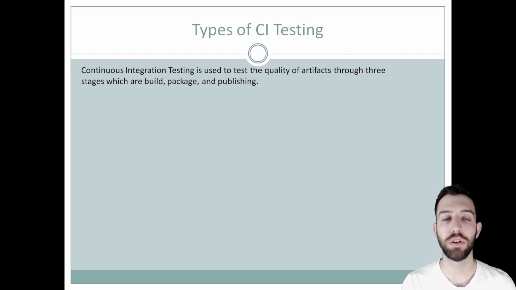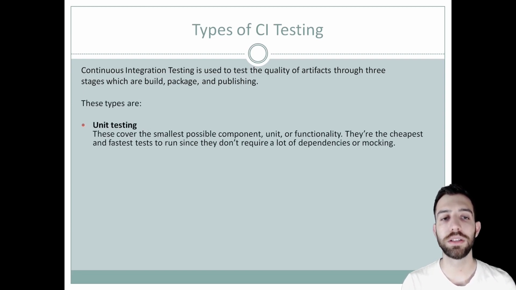Walking through the inception of the continuous integration process, there are several types of continuous integration tests to run during the automated build. These are the unit tests, which cover the smallest possible component, unit, or functionality. They are cheap and fast tests to run because they don't require many dependencies or mockings. They should be done early to get them out of the way.